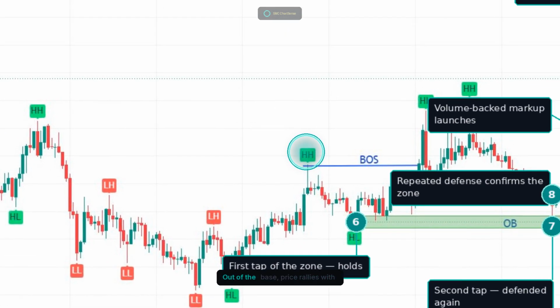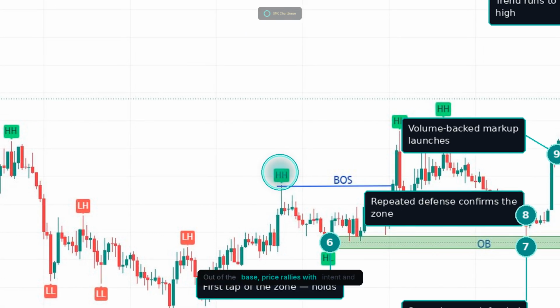Out of the base, price rallies with intent and pushes to a higher high, the first after a long run of lower highs. A single higher high doesn't end a downtrend, but it's the first crack in the bearish structure, the market refusing to make another lower high. This rally is the move that will, a few candles later, break structure, and the high it prints is the level that break is defined against.